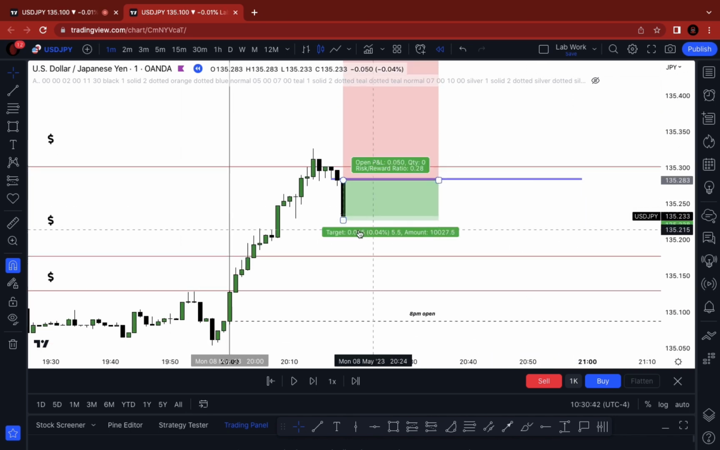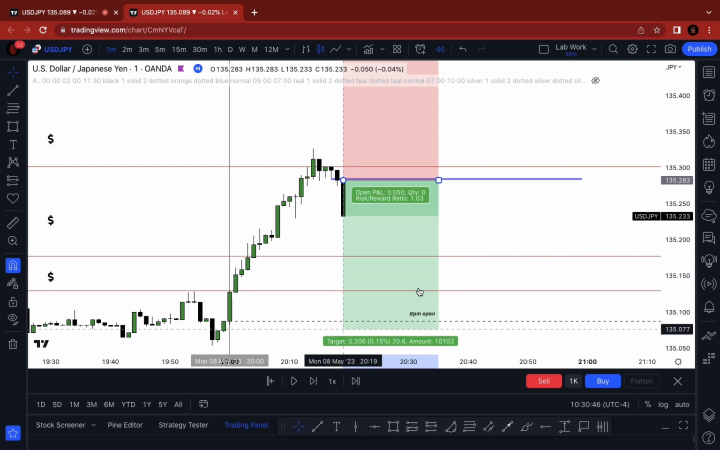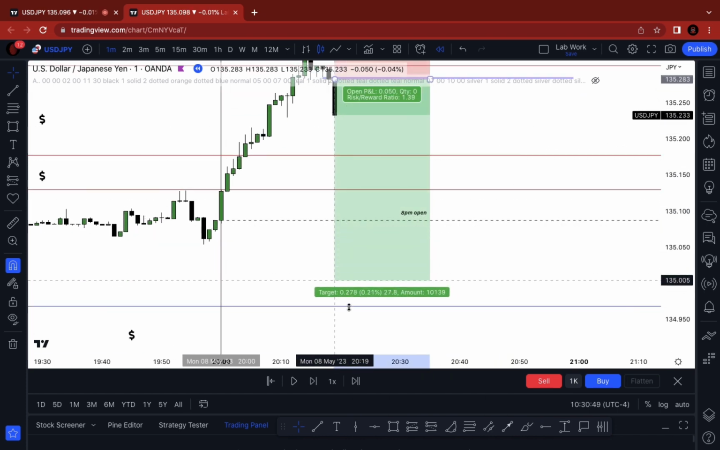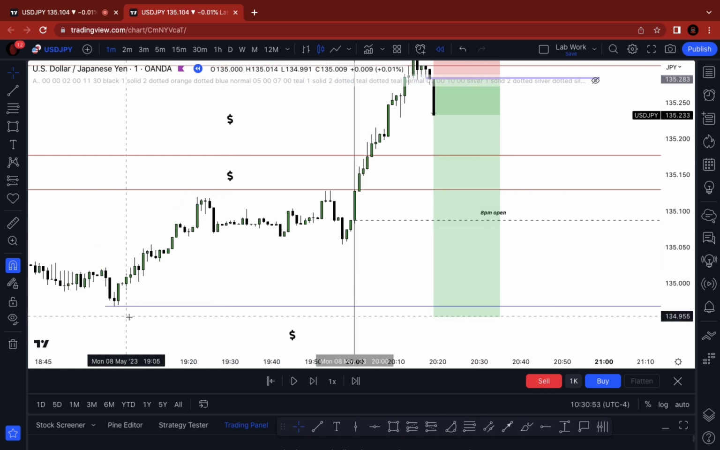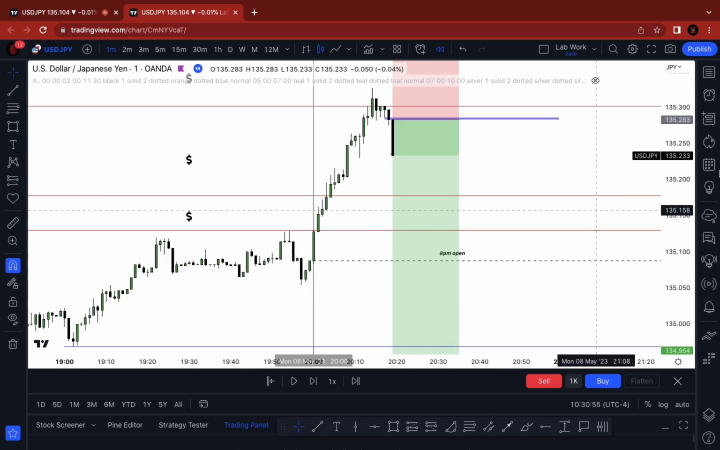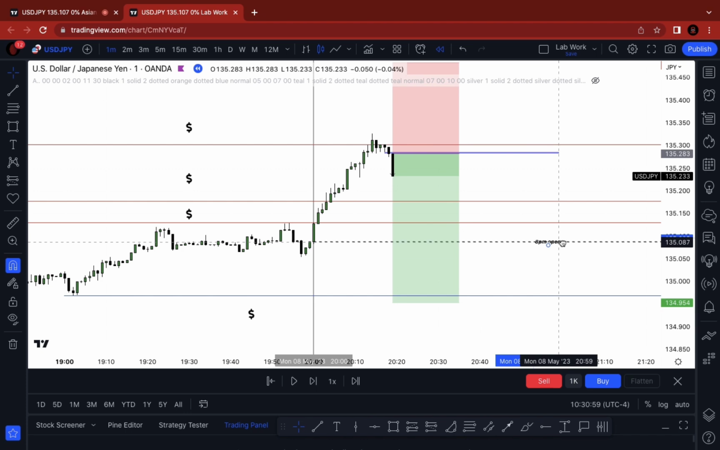So we got the 20 pip SL here. Then we're going to go for a 1-to-1 if we wanted to, a 20 pip TP. But I went with a 30, I think it was like 32, somewhere along the lines below this swing low here where sell side liquidity is. So this is an ideal setup. Looking at the range and where price could be projected to, it was definitely ideal.